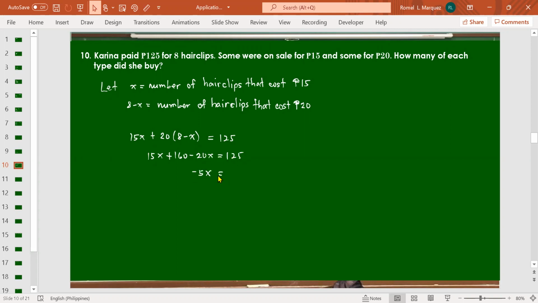Negative 5x is equal to 125 minus 160. That is negative 35. So what is x? X therefore is 7. So 7 for the cheaper one, and 1 only for the expensive. 7 hair clips of 15 pesos. And how many 20 peso hair clips? We have 8 minus 7, 1. 1 of 20 peso hair clips. Perhaps she found it really nice, that's why even though expensive, she got it. Okay, guys?